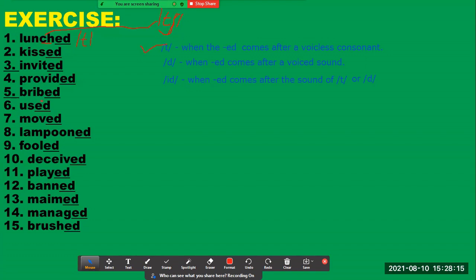Then let's look at the word moved. Now, because V is a voiced consonant and it comes before ED, ED comes after a voiced consonant. So the sound here is D, and that obeys rule number 2. This first one obeys rule number 1. So here we have launched, and here we have moved.